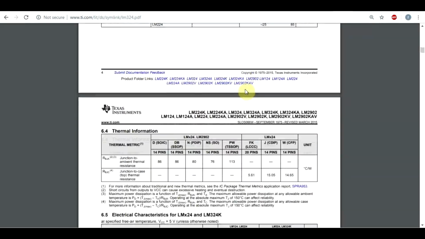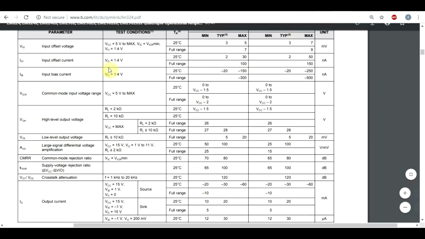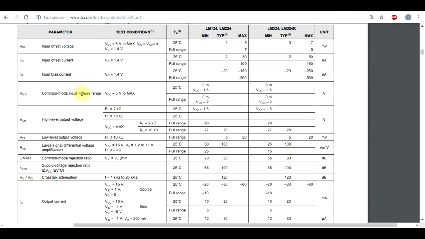If we look for the exact same parameter, we no longer have it defined as input voltage range, but rather a common mode input voltage range. By common mode you can understand that this refers to the average voltage of the two inputs. But since when you're using the op-amp the two input voltages are roughly exactly the same, you can consider this the exact same parameter as the input voltage range. It's just defined a bit differently. Now for this op-amp we have somewhat different values.